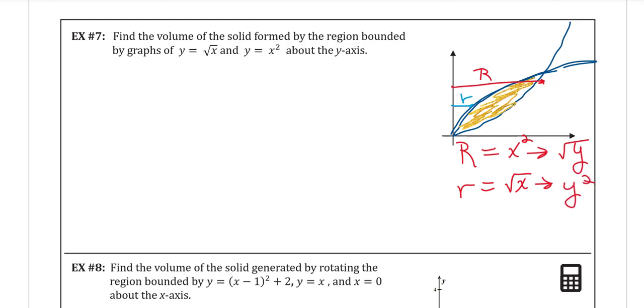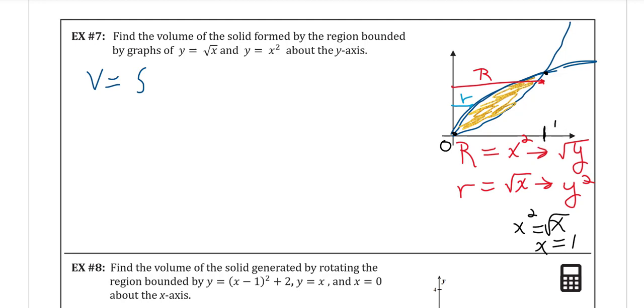Okay, so now our volume is going to be the integral. Oh, we need one more thing, where they intersect. We know they intersect at 0, 0, and the other place these two are equal to each other. So where does x squared equal the square root of x in the first quadrant? That would be at x equals 1. So that's going to be the other point right here.